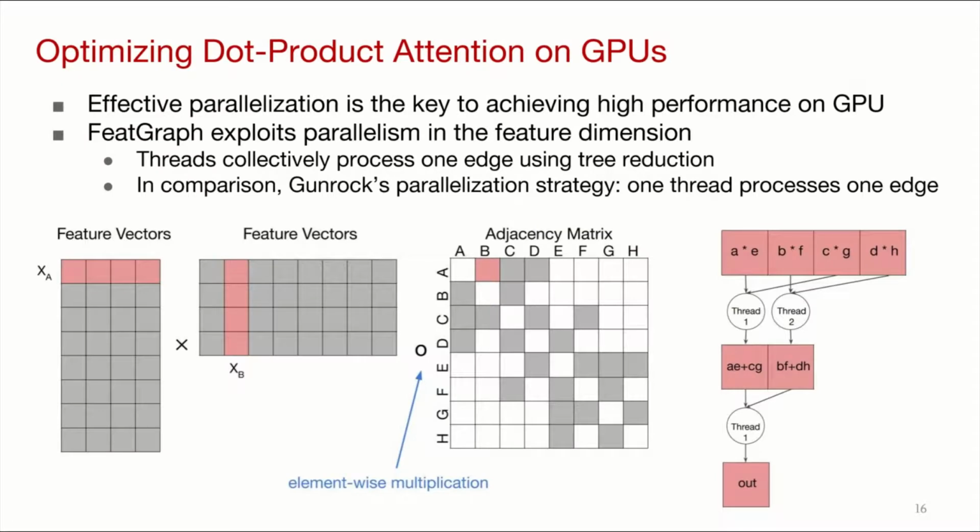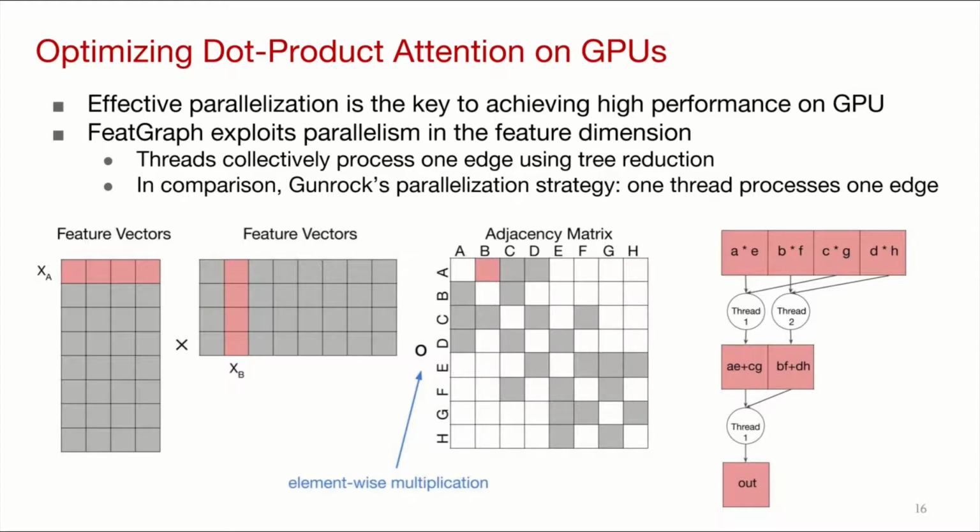Now let's look at optimizations on GPU. We use dot product attention as the example, which is mapped to a vanilla SDDMM. As we know, GPUs have massive parallel compute capacity, so effective parallelization is the key to achieving high performance on GPU. FeatGraph exploits parallelism in the feature dimension. The strategy is that multiple threads collectively process one edge using tree reduction, as shown in the figure. In comparison, the parallelization strategy in Gunrock is that one thread processes the entire edge.